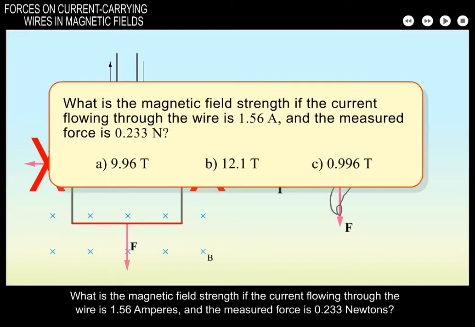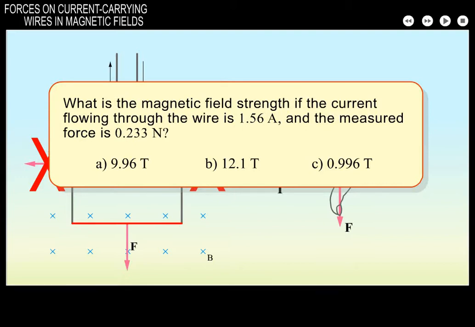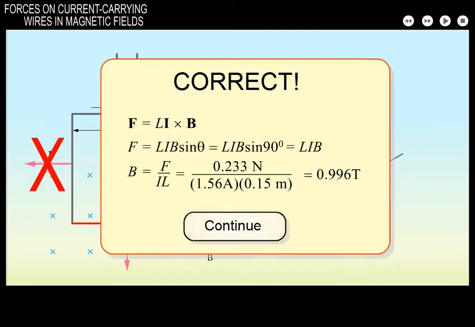What is the magnetic field strength if the current flowing through the wire is 1.56 amperes and the measured force is 0.233 newtons? Correct.